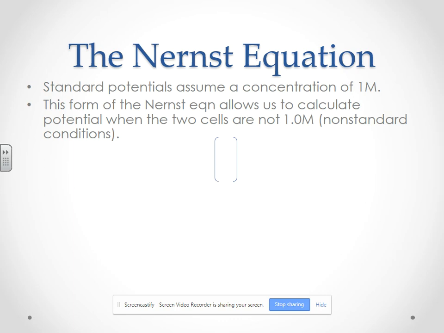This is part 4 of our study of electrochemistry. In our last video, we looked at the Nernst equation where we're calculating delta G for standard conditions. So standard potentials do assume concentrations, remember, are 1 molar. That's something we learned in our thermodynamics unit. This form of the Nernst equation that we're about to look at allows us to calculate the cell potential and the delta G, the free energy, when the two cells are not at 1 molar, so they're at non-standard conditions.